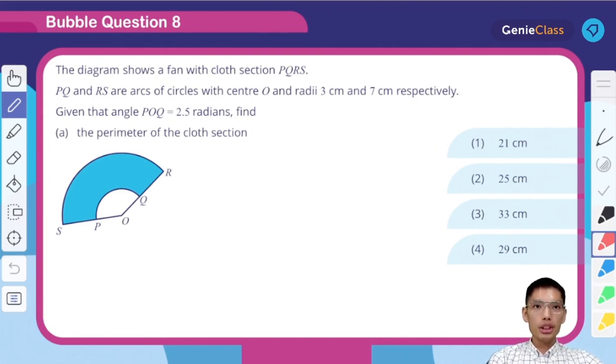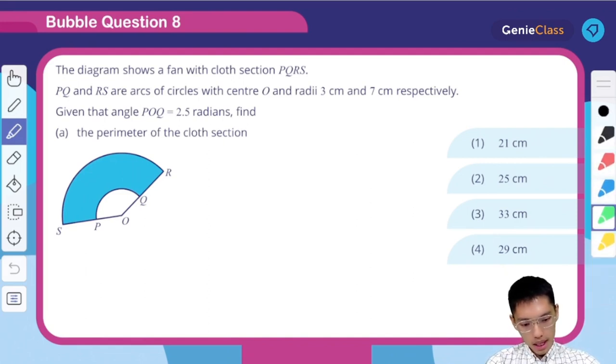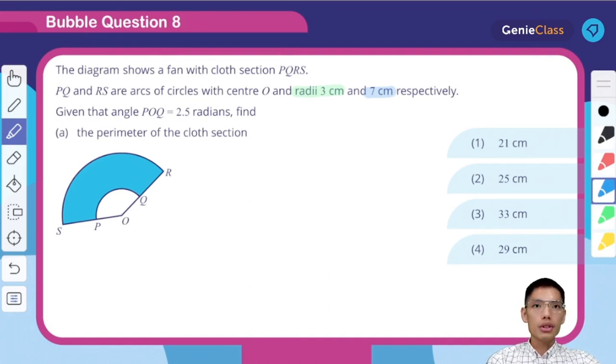Okay, perimeter. I'm looking for the perimeter. Look at the question carefully. Which is my 3 cm, which is my 7 cm, and how do we solve? Which is my 3, which is my 7, how do we solve? Alright, very good. Perfect over there. If you know which is my 3, which is my 7, this will be alright.